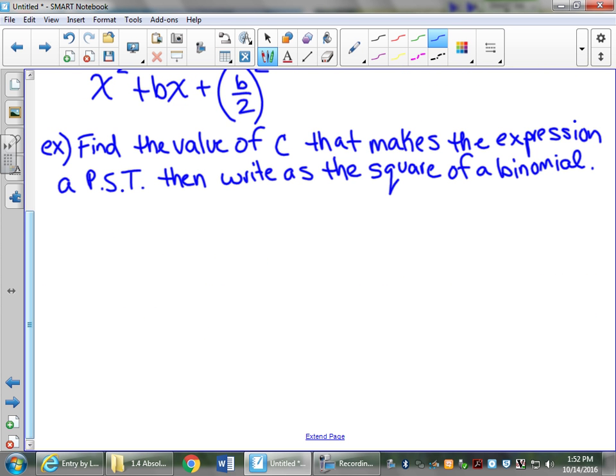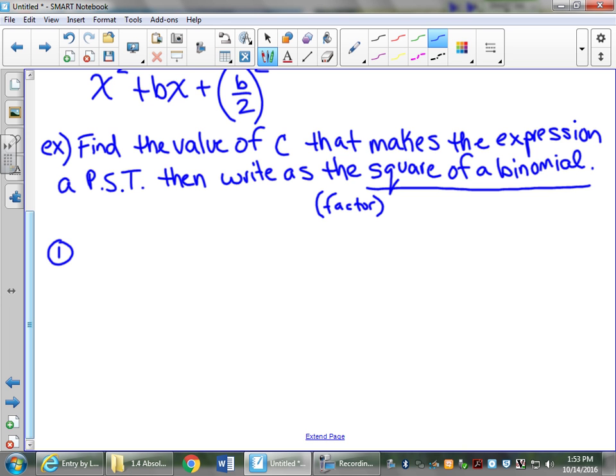Okay. All that last part of the directions means is factor it. Because once it's a perfect square trinomial, we can factor it, and we learn that both factors are identical, so we only write it once, and then we square it, which is where the name square of a binomial comes from. It's your binomial squared, because each factor is identical. So this last statement really just means we're going to factor it. To write it as a square of a binomial means factor.